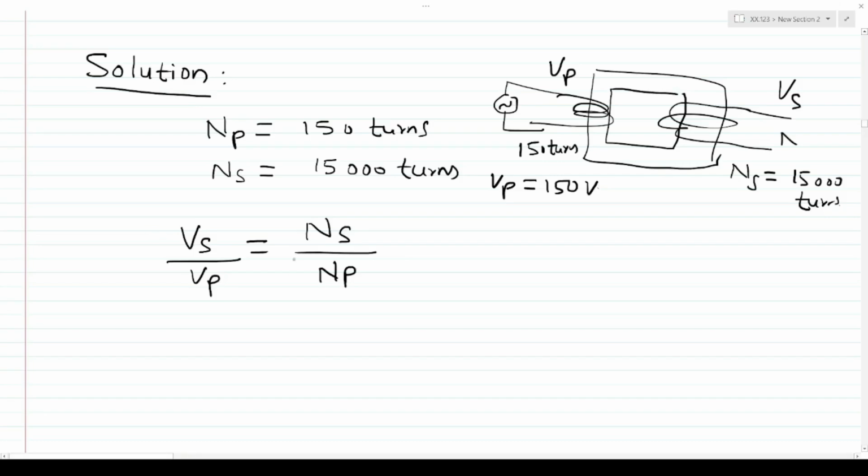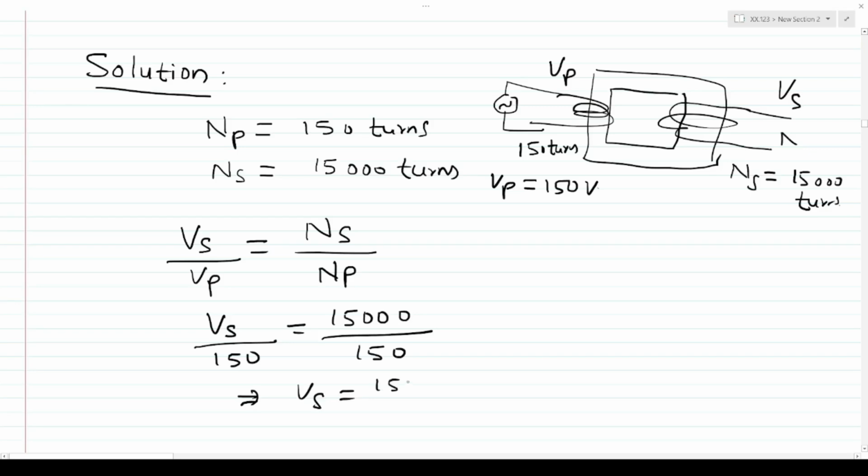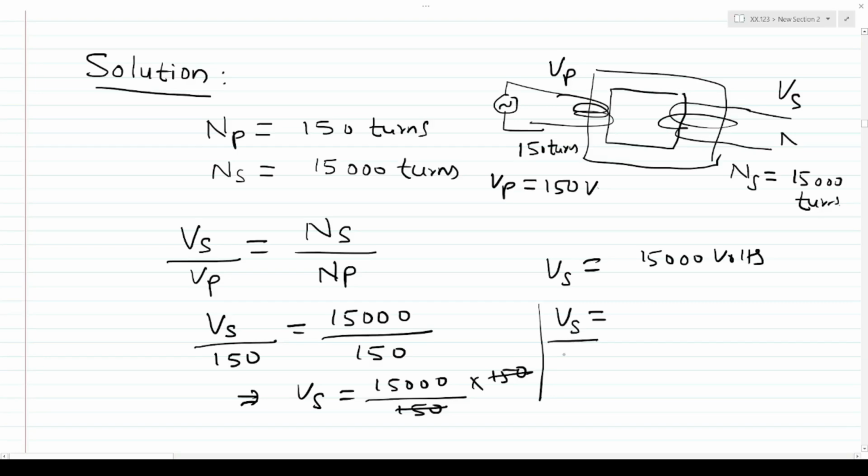Solution. Vs upon Vp equals Ns upon Np. Vs we need to find. Vp given 150, Ns 15,000. This implies Vs equals 15,000 upon 150 into 150. This and this cut down. Therefore, we get Vs equals 15,000 volts. Now, Vs per turn, so Vs upon number of turns, 15,000 divided by 15,000 equals 1 volt.